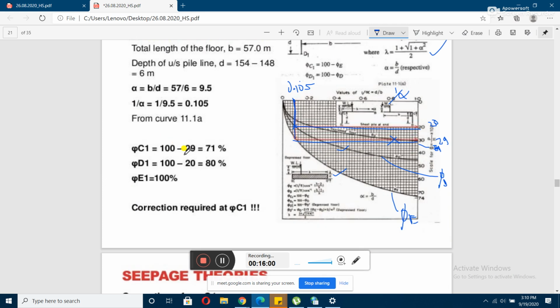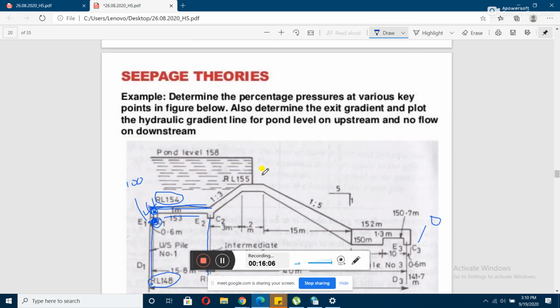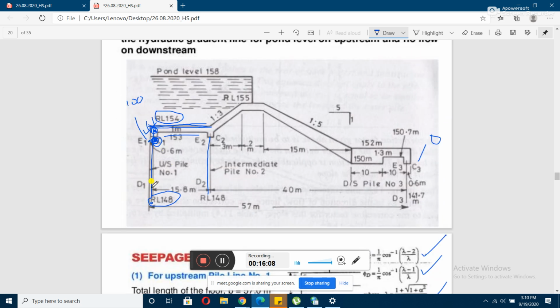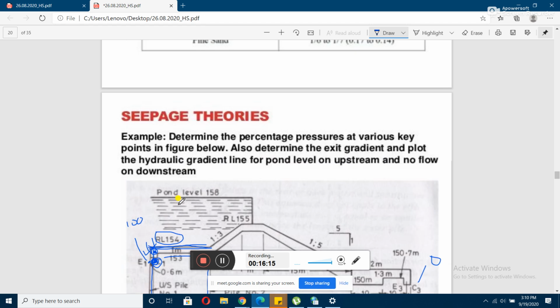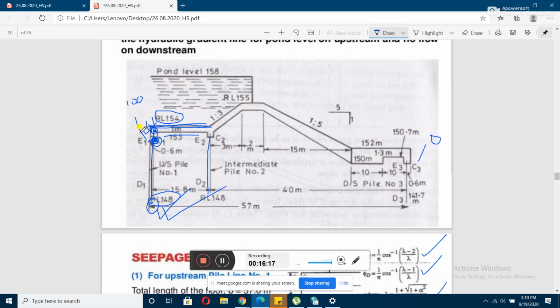So these have been calculated. Okay, we have got these particular values. So then we need to do the correction because we have got the values. This one we don't need any correction. This phi d is okay. Phi d1 in fact is okay. And this phi e1 is also okay because it is 100.